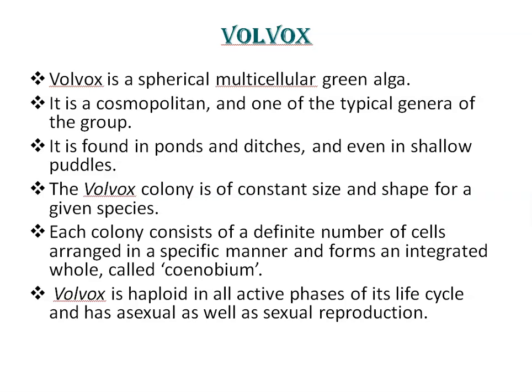It is found in ponds, ditches, and even in shallow puddles. Volvox is one of the planktonic organisms which help to color the water of the pond green. The Volvox colony is of constant size and shape for a given species. Each colony consists of a definite number of cells arranged in a specific manner and forms an integrated whole called coenobium. So Volvox is haploid in all active phases of its life cycle and has asexual as well as sexual reproduction.